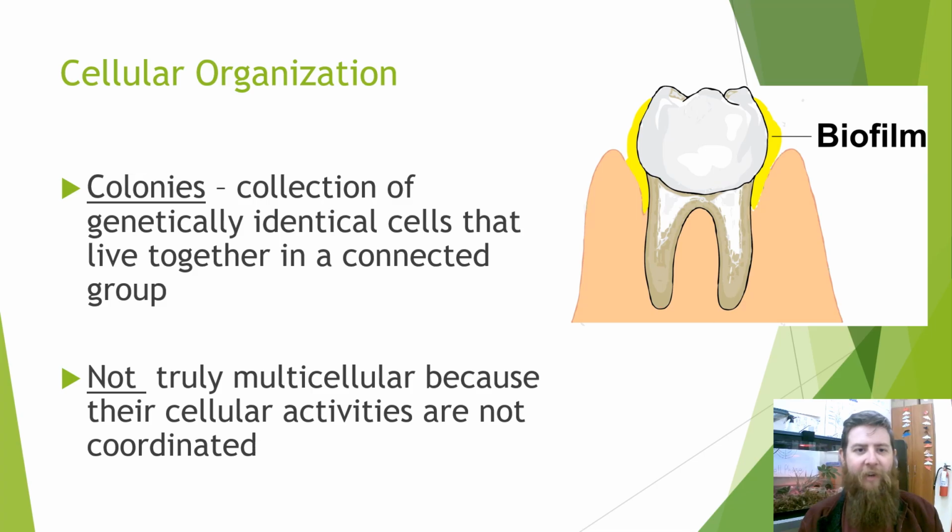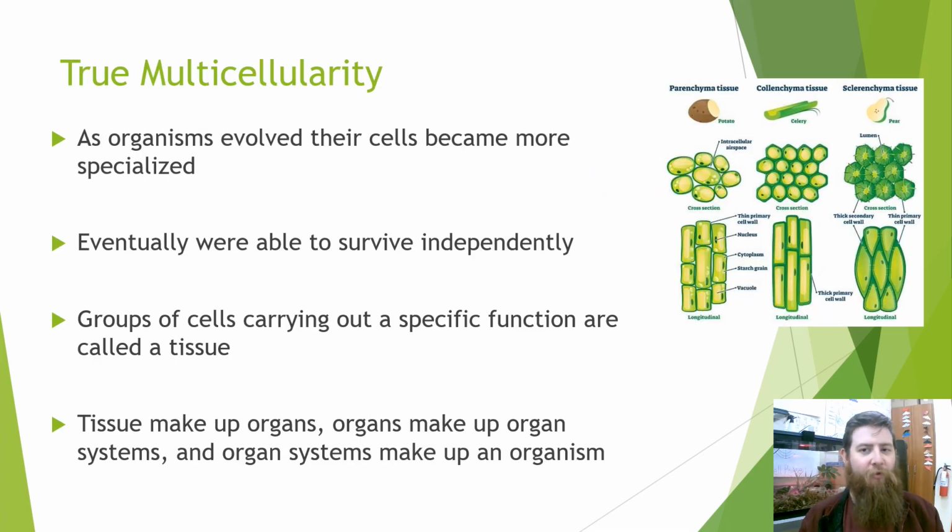Cellular organization: we can have some colonies forming. This is a collection of genetically identical cells that live together in a connected group. It's not a truly multicellular thing because their cellular activities are not coordinated as an organism. They're still very selfish, out for just themselves. Once you get to true multicellularity, your cells become more specialized. And then eventually you have to be in a group and you can't survive independently.